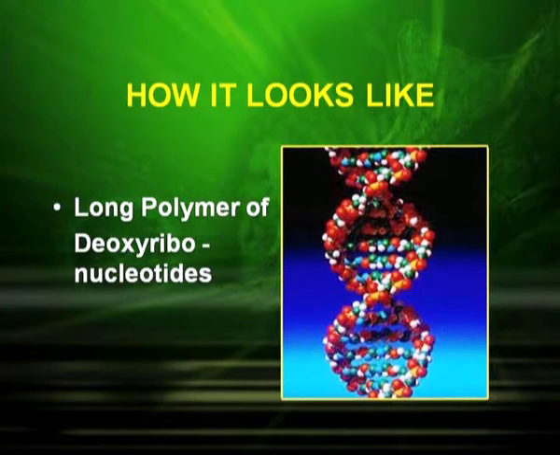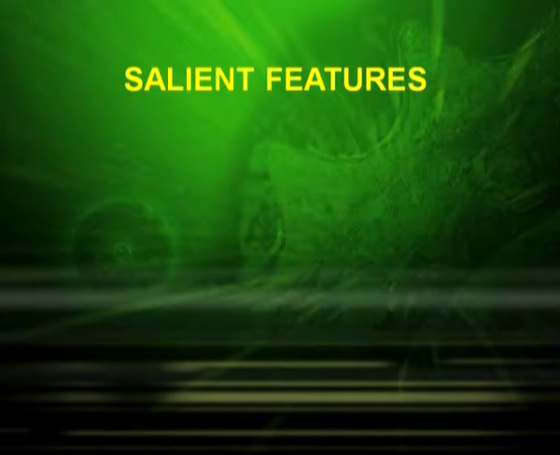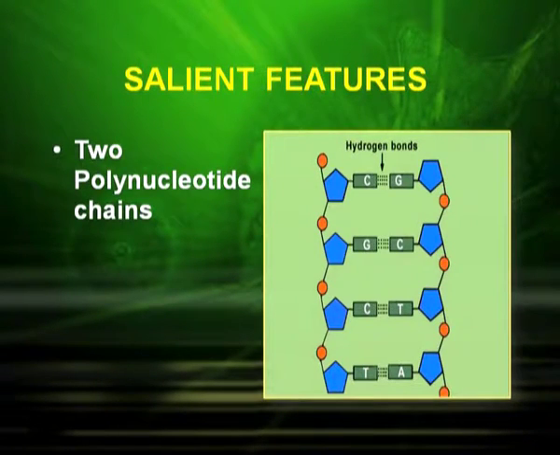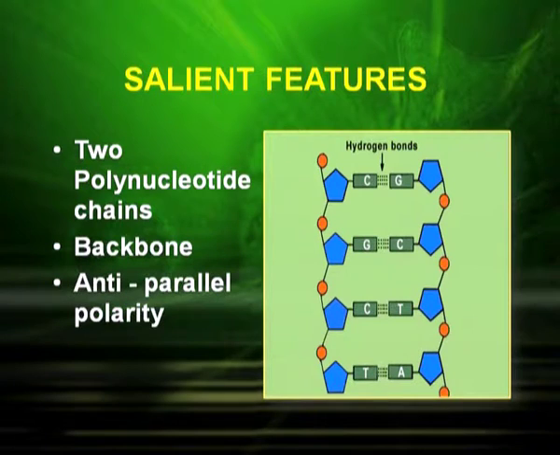Let us see how the DNA molecule looks. It is a long polymer of deoxyribose nucleotides. Now, let us see the salient features of DNA. The two polynucleotide chains are anti-parallel. The backbone is made up of phosphate and sugar. The anti-parallel polarity is from 5' to 3' and from 3' to 5'.